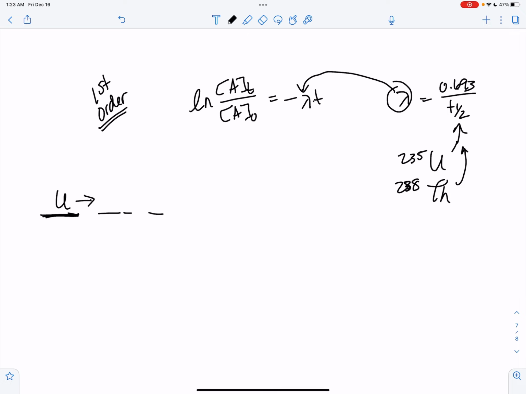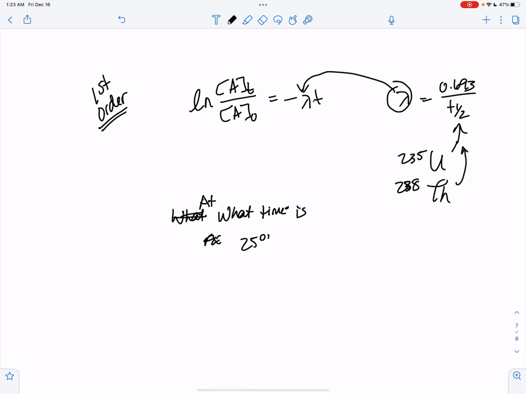Two other things to note. Don't forget that you can still use the little percentage thing. That will come up, and so it might say, at what time is the reaction 25% remaining. Again, remember, remaining is good. That's the number you want to put on top. And remember, you're always going to put it over 100.